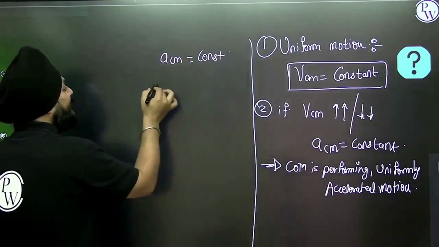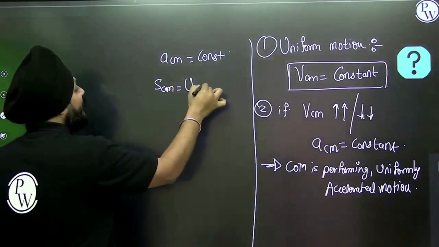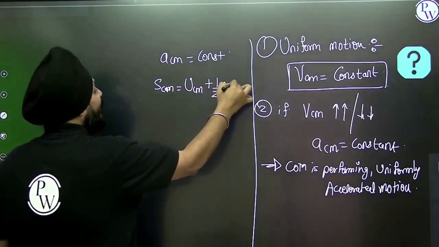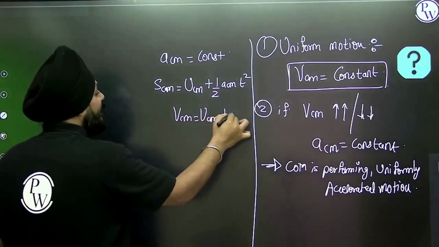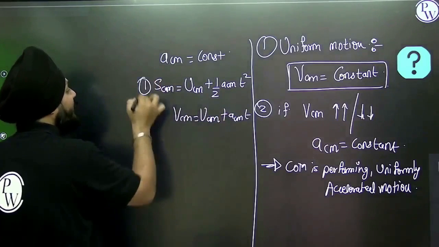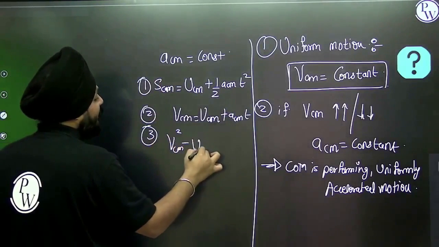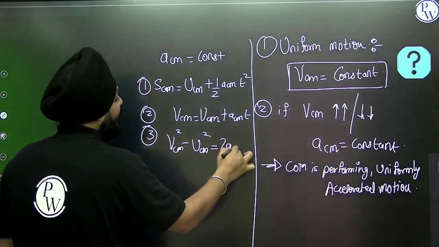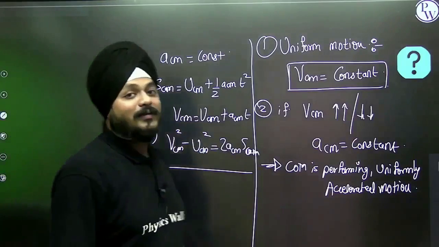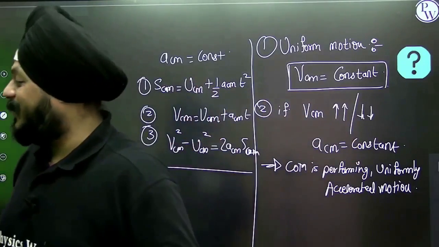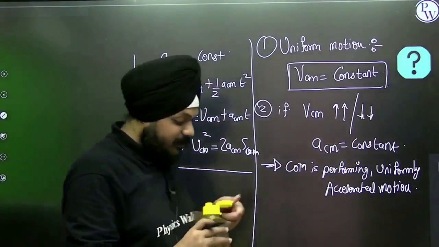Yes, we can use these equations: S center of mass is equal to initial velocity of center of mass into t plus half a t squared, the three equations of motion. V center of mass is equal to U center of mass plus A center of mass into T. Final velocity of center of mass squared minus initial velocity of center of mass squared is equal to 2 A center of mass and the distance covered by center of mass. This is what the actual motion of the center of mass is.